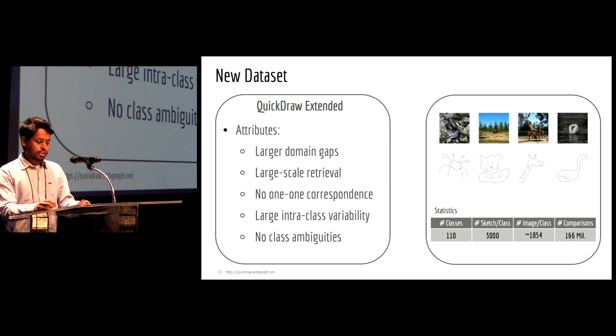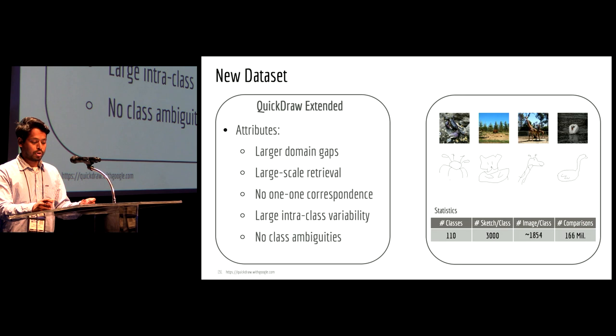This brings us to introduce a new data set known as QuickDraw Extended, which has the following attributes missing in the previous data sets: a larger domain gap, made for large-scale retrieval, no one-to-one correspondence between sketches and images, large interclass variability, and no class ambiguities like the previous ones. The statistics again show the high number of sketches per class and images per class, which helps us move towards practical sketch-based image retrieval.